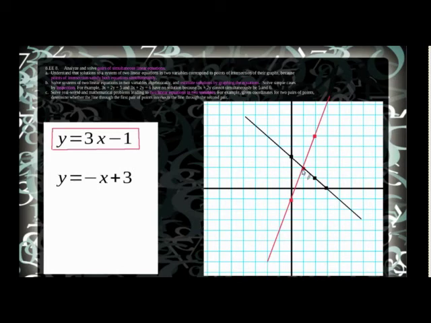What's really, really interesting here is this point where they cross. That's what's known as our solution. This point where they cross is the solution for the two lines. That's going to be important, and it's going to be especially important when you get to algebra.